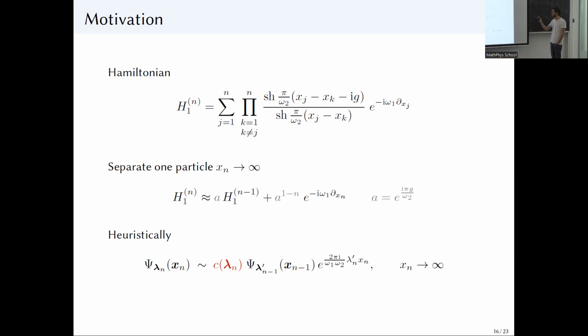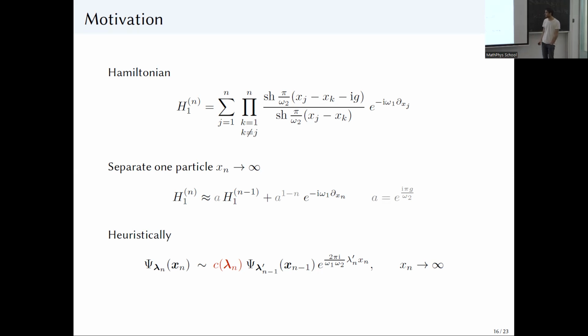By this formal asymptotics of the Hamiltonians, we can expect that the same asymptotics will be present for the eigenfunctions. So we expect that in this limit, the eigenfunctions will also separate into two parts. One corresponds to the separated particle xn, and here we have the xn coordinate, and the rest is the eigenfunction for the n-1 particle system.